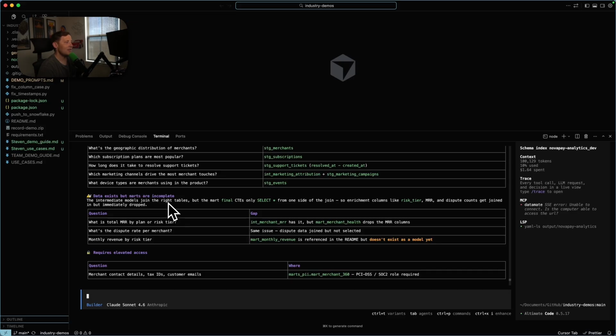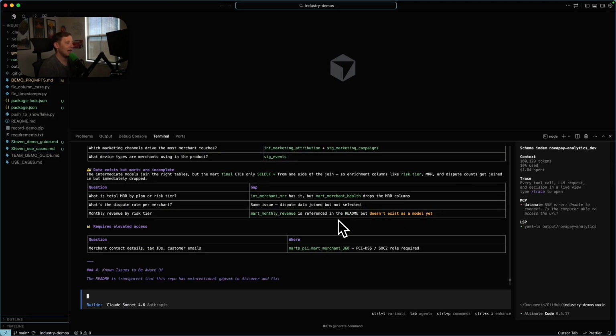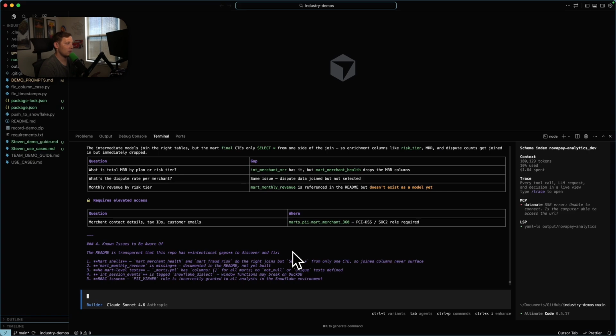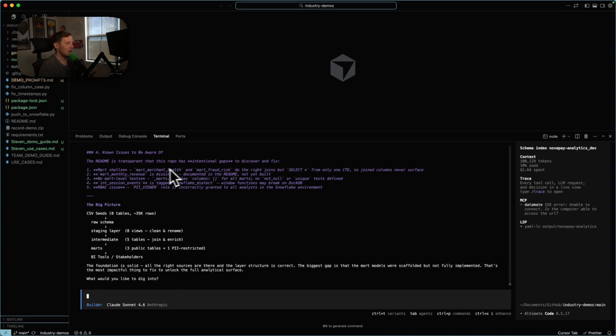And it even tells us that data exists, but marts are incomplete. So there are some things that are missing, and some opportunities here if you're new to the team to go fix some things and make the data models better, which is great. And then, of course, we have some elevated access and some PII things to know, too. So, anyways, we have some known issues to be aware of as well.